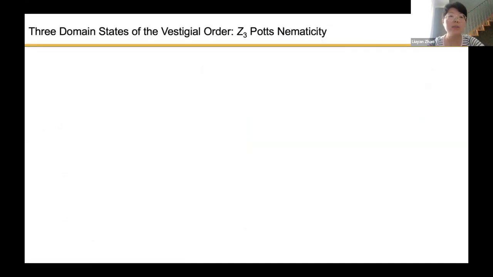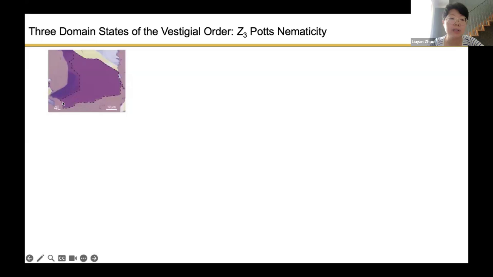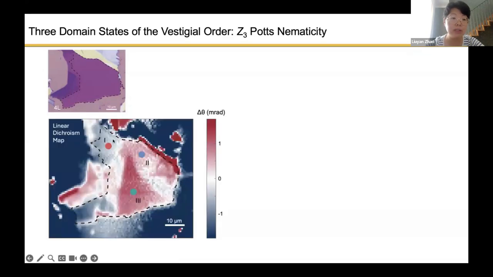Okay. So the last part I want to say is that it's a vestigial state, but it's a so-called Z3 Potts-nematic state. The reason is because it has 3 discrete rotational symmetry breaking domain states. Let's see here. We illustrate this with a 4-layer nickel phosphorus trisulfide system. In 4-layer, we already know that there's no antiferromagnetism. There's only this vestigial state that breaks the rotational symmetry. So then we can use this experimental technique, linear dichroism, that is very sensitive to rotational symmetry breaking, but is more efficient in taking a map as compared to Raman spectroscopy.